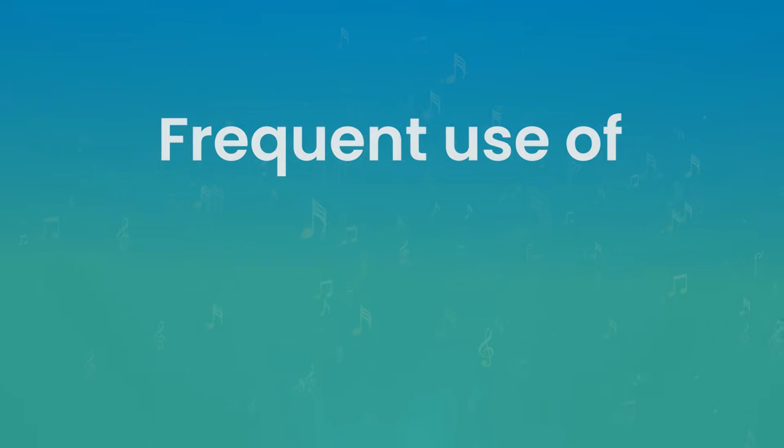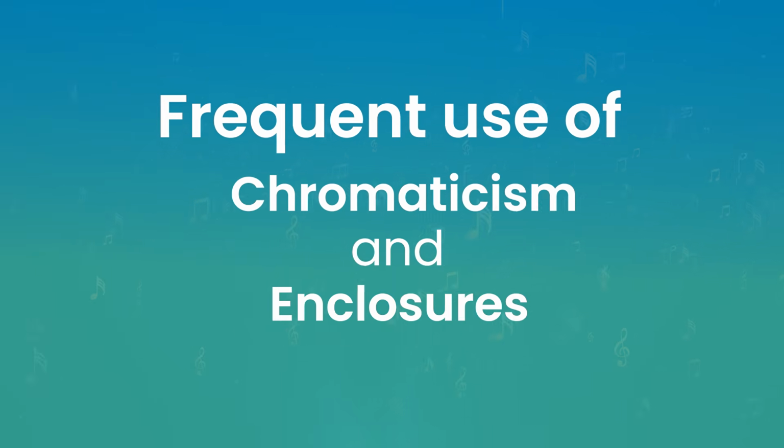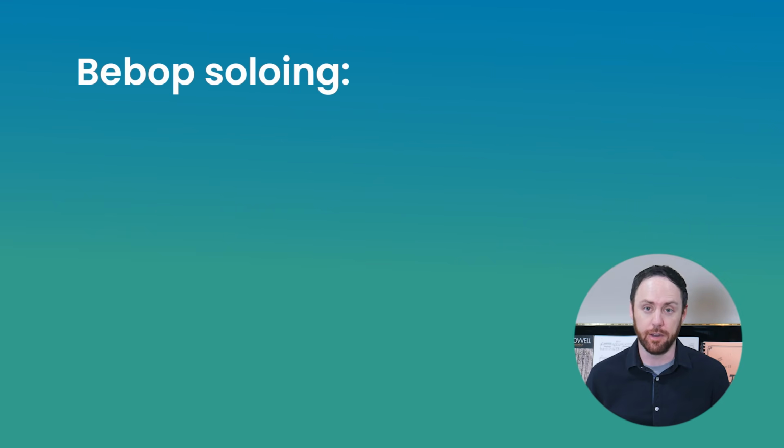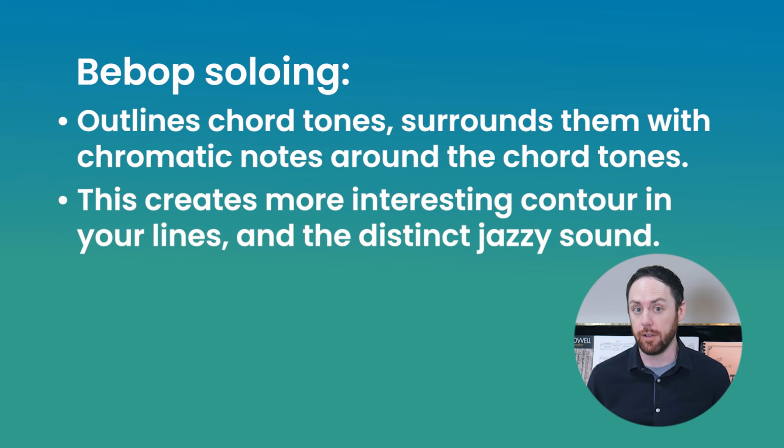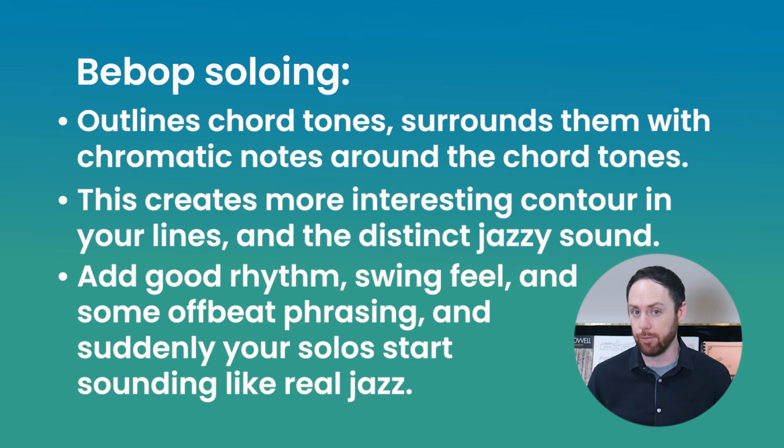This style makes frequent use of chromaticism and enclosures, which are a jazz musician's secret weapon. If you're not familiar with what an enclosure is, I'll be going over some and demonstrating them in just a bit. Bebop soloing outlines chord tones, surrounds them with chromatic notes around those chord tones, and this creates more interesting contour in your lines and gives that distinct jazz sound. Add good rhythm, swing feel, and some offbeat phrasing, and suddenly your solos start sounding like real jazz.